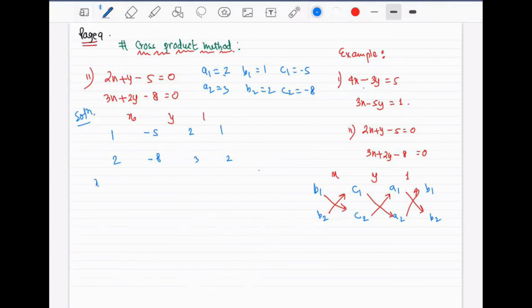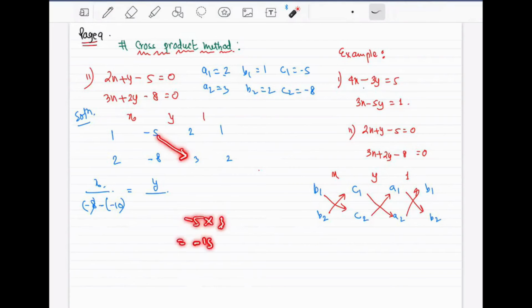What's the value now? X divided by cross multiply. 1 and minus 8 is minus 8. 1 into minus 8, it's minus 8, right? I'm just putting it minus 8 minus 2 and minus 5 is minus 10 is equal to. What about Y? Y by minus 5 into 3, it's minus 15, right? Here you can see, right? Minus 5 and 3. So minus 5 into 3, it's minus 15. Minus 8 and 2. How much is it? Minus 8 into 2, we get minus 16.